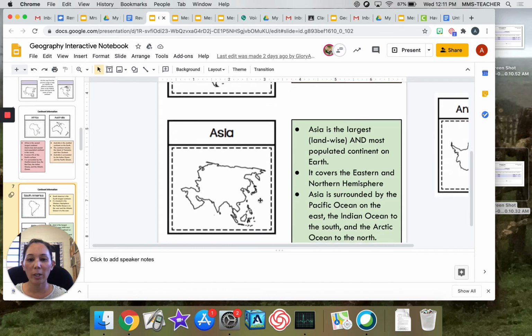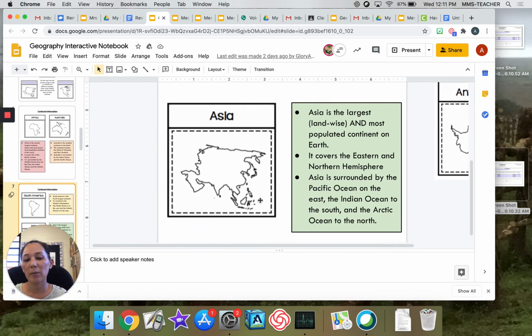Asia, look for Asia. Asia is the largest land-wise and most populated continent on Earth. It covers the eastern and northern hemisphere. Asia is surrounded by the Pacific Ocean on the east, the Indian Ocean to the south, and the Arctic Ocean to the north.